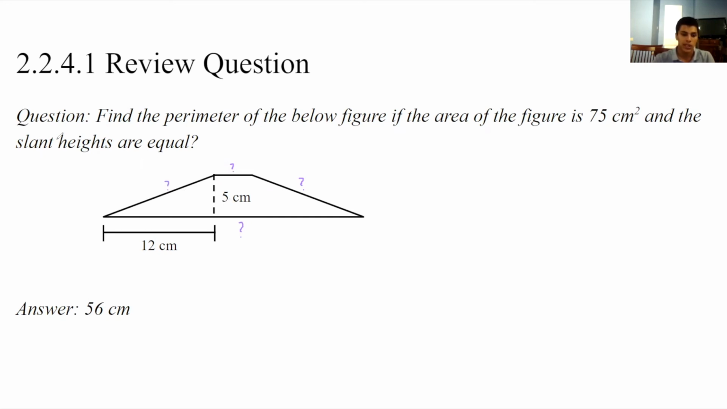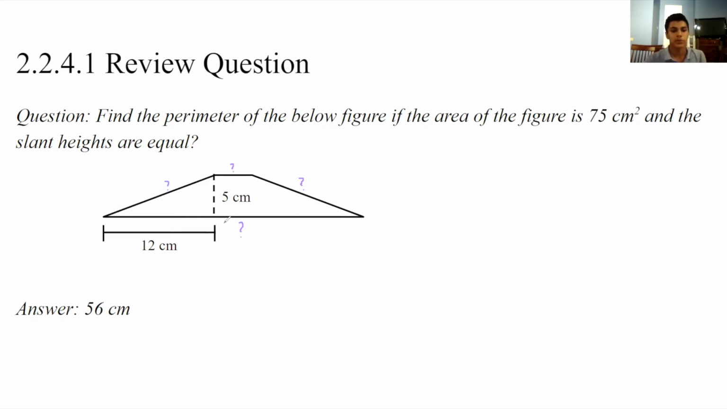Well, we know that the slant heights are equal, so if we find the value of this side, say, then we know that it's the exact same as this side, because these are both slant heights of this trapezoid. So first, I'm going to focus on finding the length of this side, or this slant height right here.